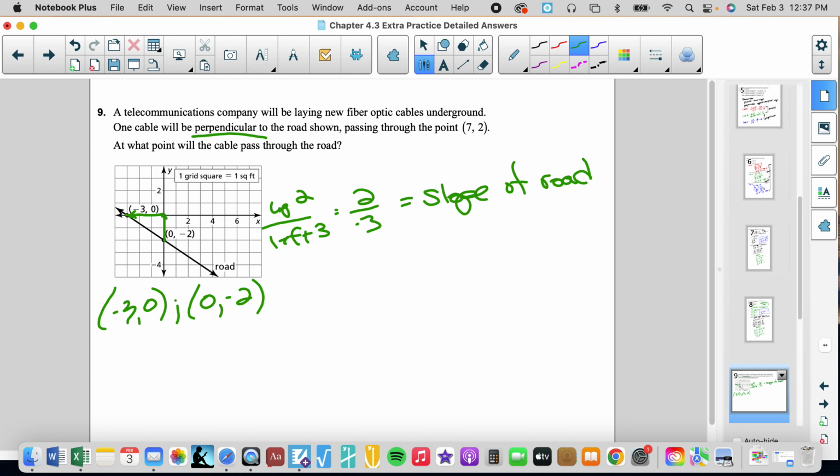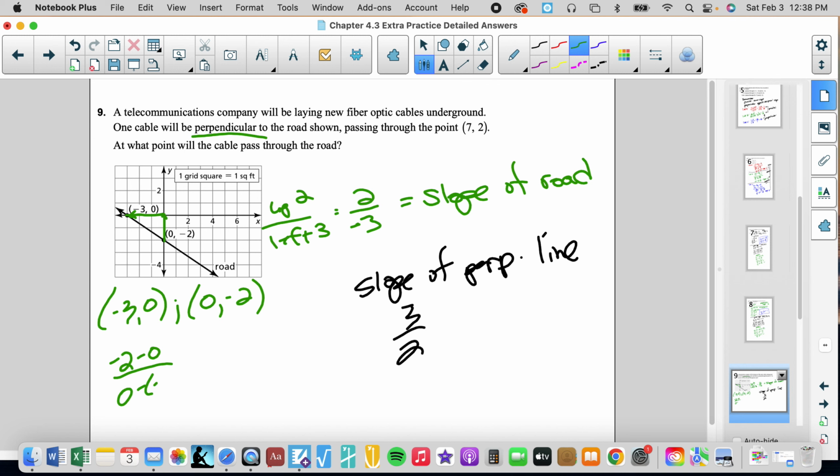And so the slope of the perpendicular line would be the opposite. Remember, there's a negative there. I didn't do that negative very well. So it's going to be the opposite sign and then the reciprocal. So the slope of the line perpendicular is going to be 3/2. Now, we could have also, if we write down those points, you have -2 minus 0 over 0 minus -3, which gives us -2/3. Same for this line. Not the perpendicular, we're just figuring out there are two different ways of finding the slope of the given road.